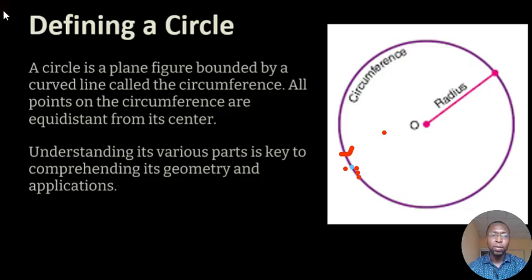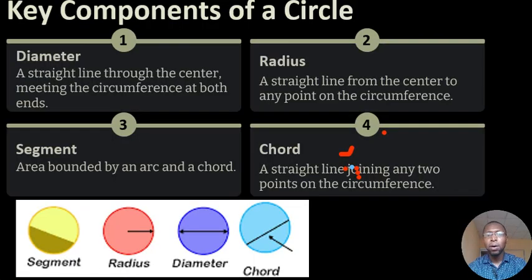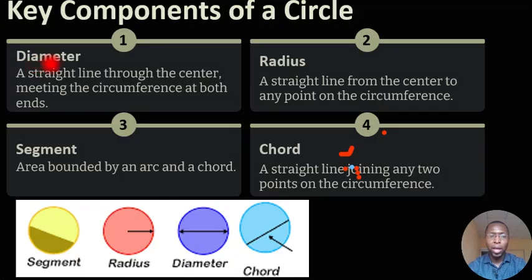Now let's look at some of the components of a circle. Firstly, a circle has what we call a diameter. A diameter simply is a straight line through the center of the circle. Look at it here. The straight line through the center of the circle from here down to the other part of the circumference is what we refer to as a diameter. A straight line through the center, meeting the circumference at both ends. That's one of the components of a circle.